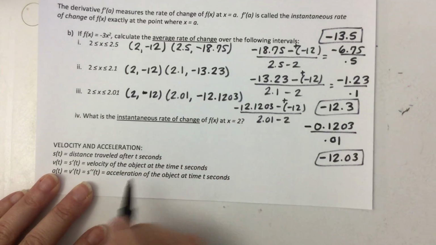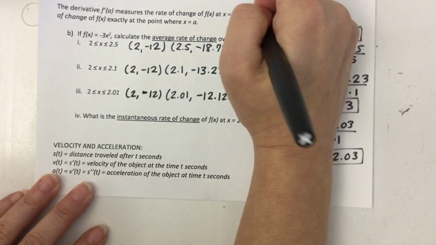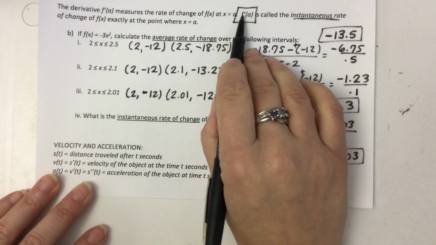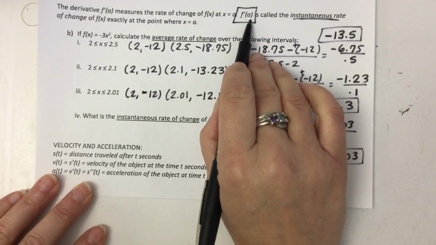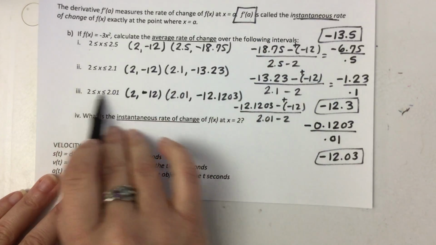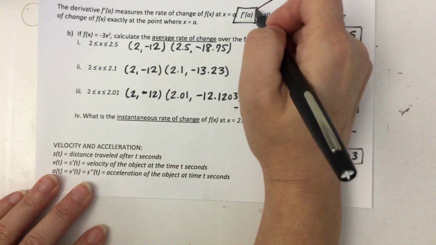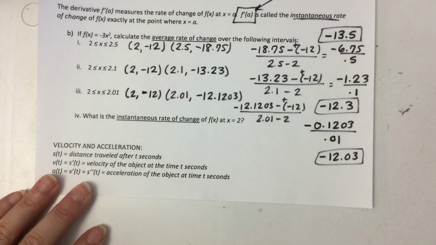Okay, so we want to find what's called the instantaneous rate. Instantaneous rate is when you find the derivative and you plug that value in directly. So rather than an average rate between 2 points, instantaneous is right now at that exact moment.